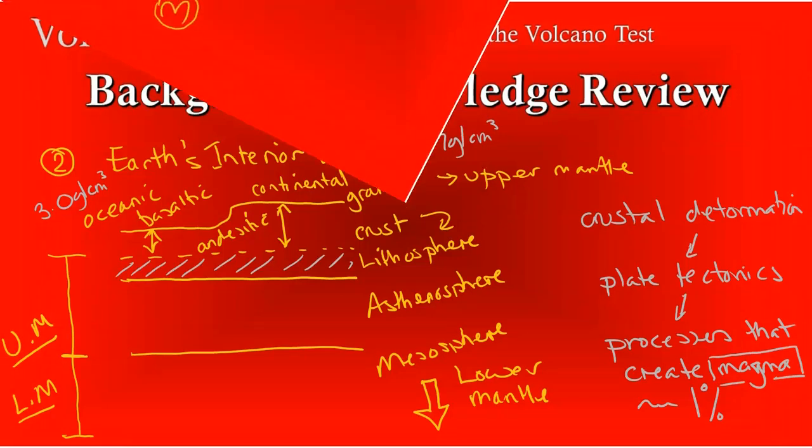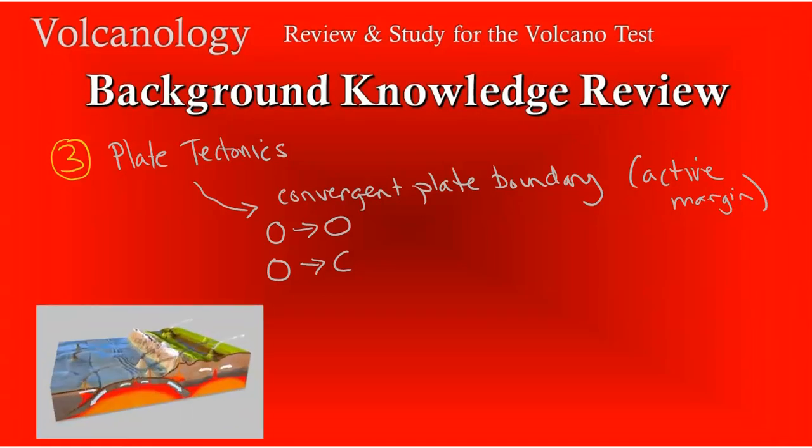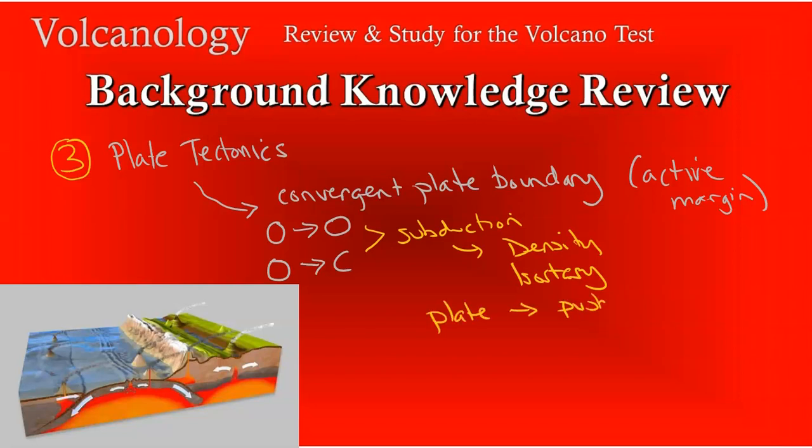So in regards to plate tectonics, we have the convergent plate boundary, which is termed an active margin. And you have the two types of convergence, which is ocean to ocean and ocean to continental. And these two are the main boundaries that create subduction. Now, subduction is a difference in density, which refers to isostasy and buoyancy, and which plate would technically be pushed and pulled under the lighter, or less dense, one.